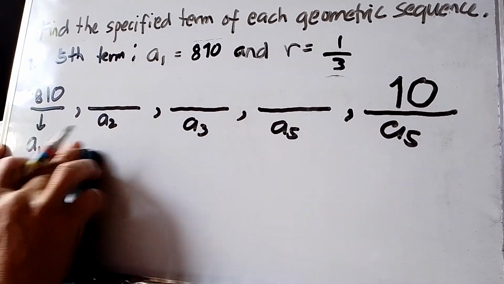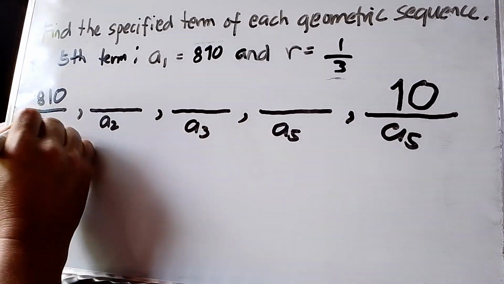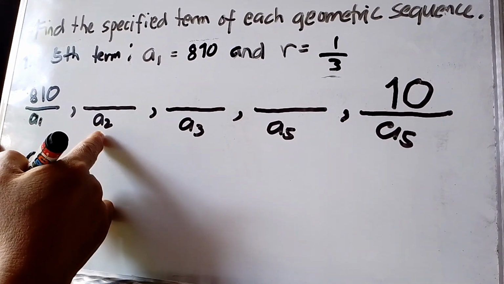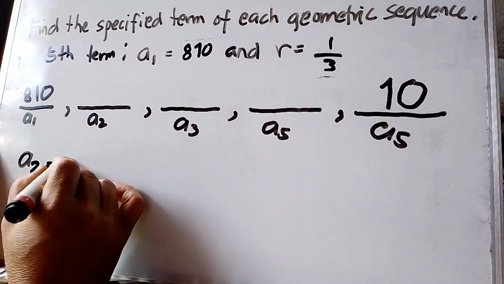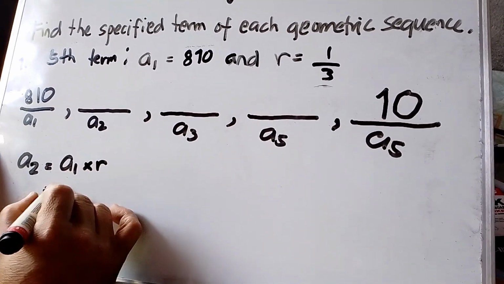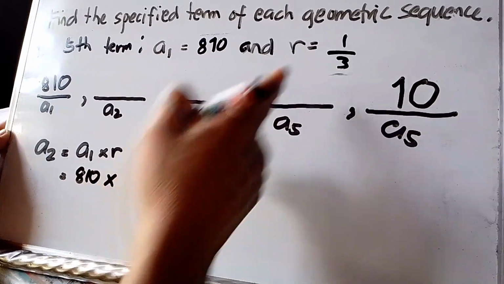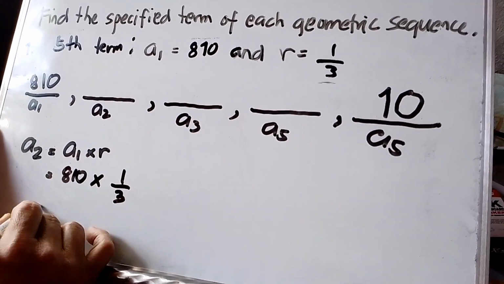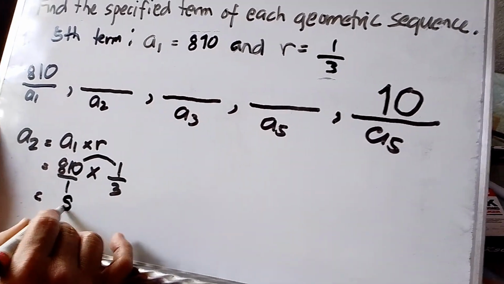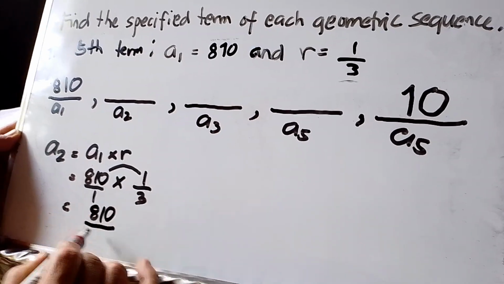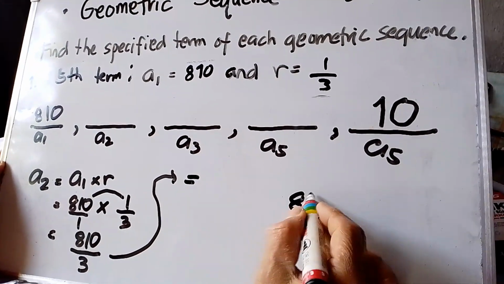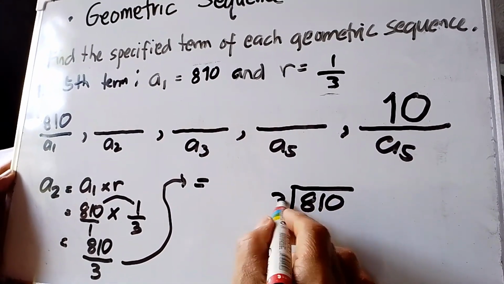So how to check? So I have to find A sub 2. So to find A sub 2, simply write A sub 1 times R. So A sub 1 is 810 times my common ratio is 1/3. This is over 1, and then multiply 810 by 1. So that is equal to 810, and then 1 times 3 is 3. So 810 divide by 3.